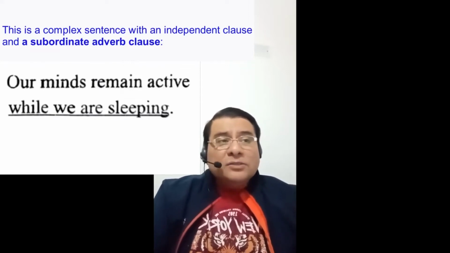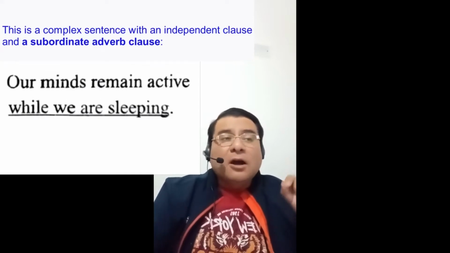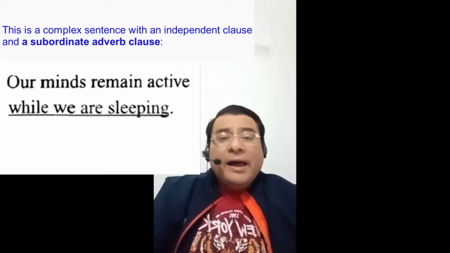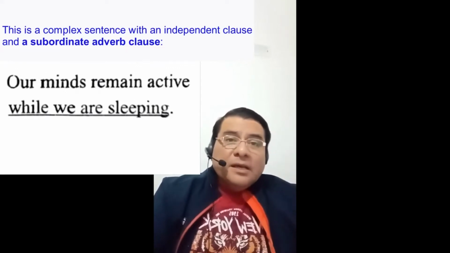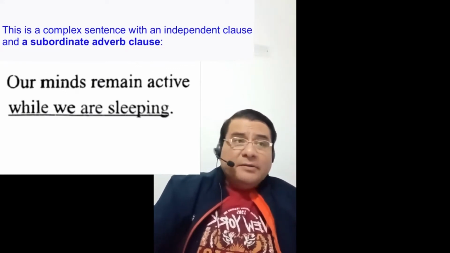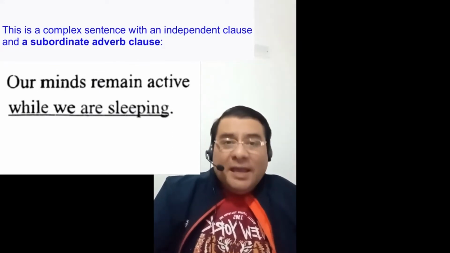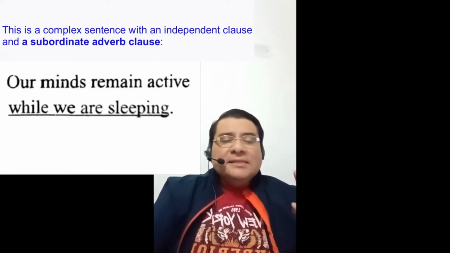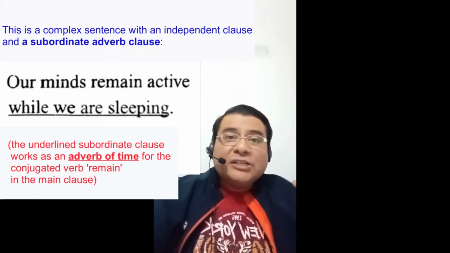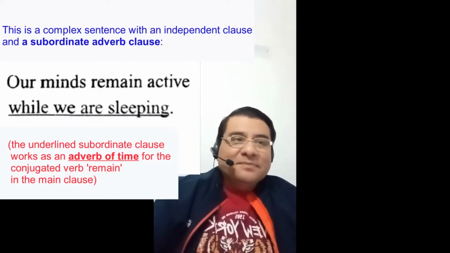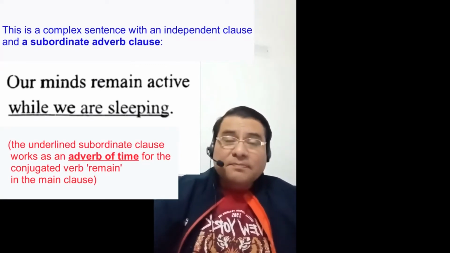And in the subordinate clause, we identify clearly the word while preceding we, the subject of the second clause. But this while actually indicates that the whole structure, while we're sleeping, is working as a kind of adverbial modifier. That is, an adverb indicating some characteristic of the word remain, the conjugated verb. In this case, this subordinate clause tells us when that action, the action of remain, is being done, right? So you can say that it is an adverbial modifier of time, actually.